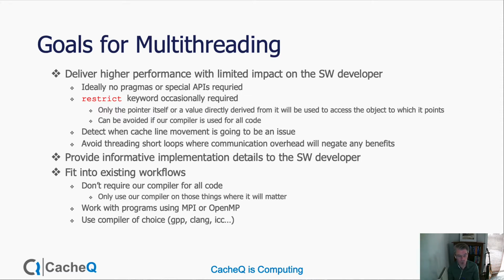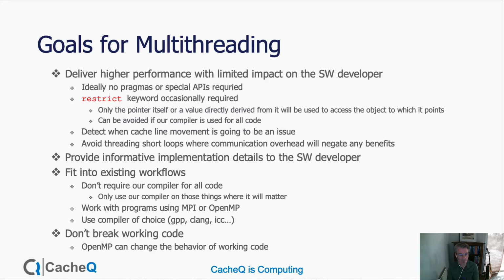We can work with OpenMP or MPI. They are not required in order to get high levels of parallelism out of our tools. And you can also use your final compiler of choice, GCC or Clang or ICC, with the code that we generate quite easily. And above all else, we won't break working code.